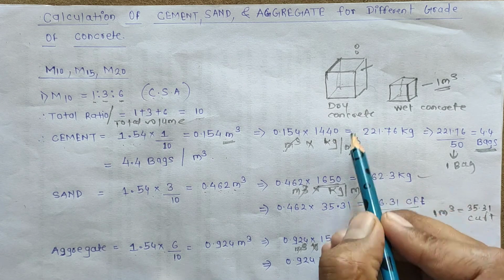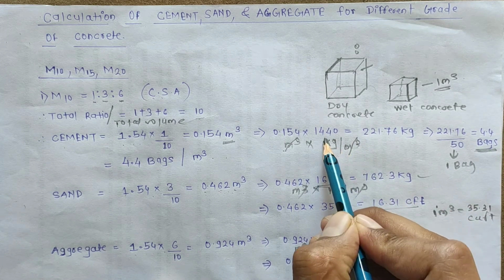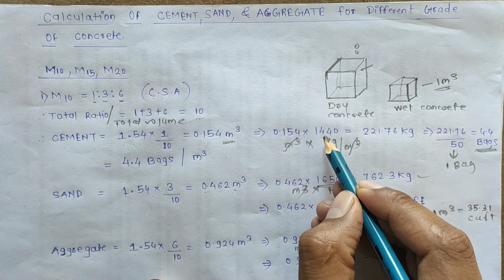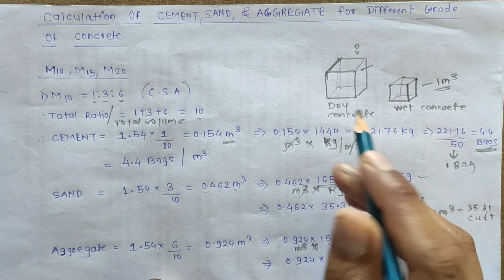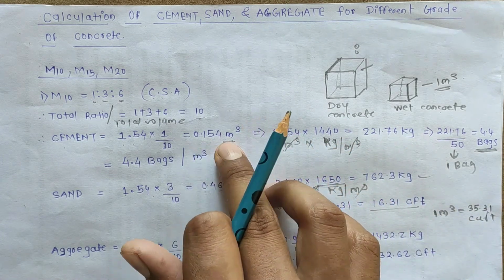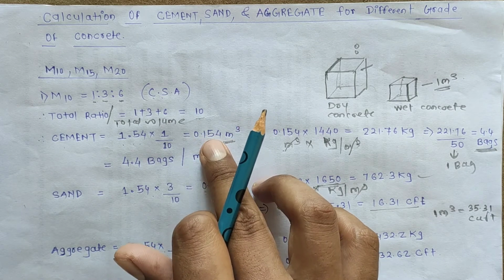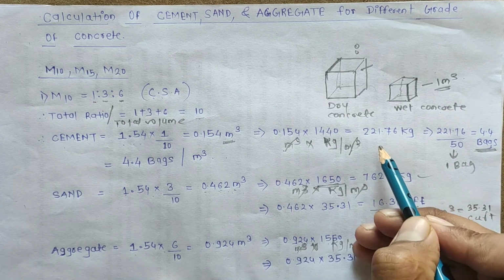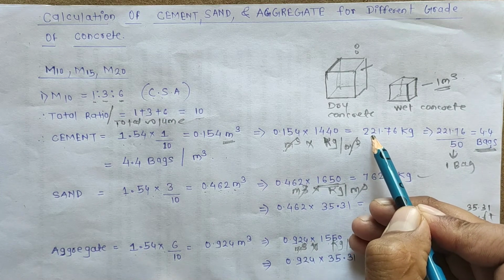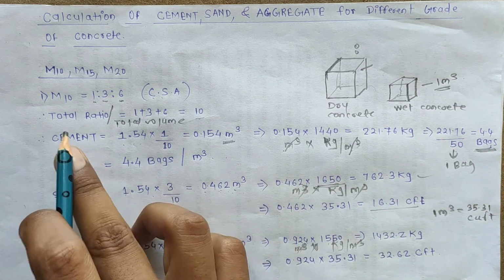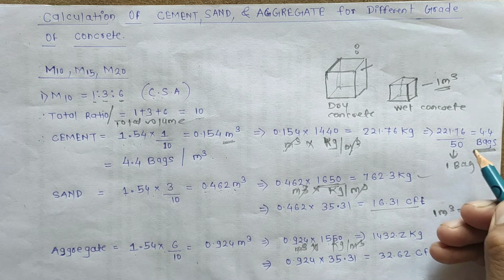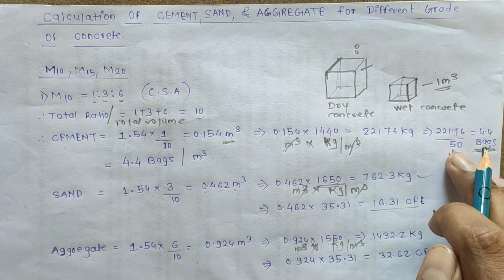इसलिए हम डेंसिटी, जो कि केजी पर मीटर क्यूब में रहता है, वो सीमेंट का है 1440. डेंसिटी ऑफ सीमेंट इज 1440 विच इज इन केजी पर मीटर क्यूब. विल मल्टीप्लाई टू दिस आंसर which is in meter cube. So meter cube gets cancelled, and what we will get is 221.76 kg of cement. So the cement comes in 50 kg bags. So one bag of cement is 50 kg.